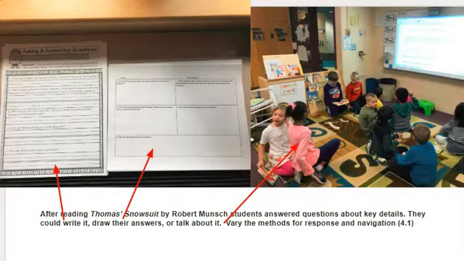In this particular example, after reading a story, the students have to answer questions. They all had to answer the same questions, but they could do it in different ways. They could write it on this worksheet, they could draw it, or they could talk about it. Depending on your learners, we have some internal processors that might prefer this method, and some external processors that might prefer this method. Students can gravitate to which way they want to express what they know. So I think 4.1 really hits that, as they're varying the methods for response and navigation for this particular assignment.